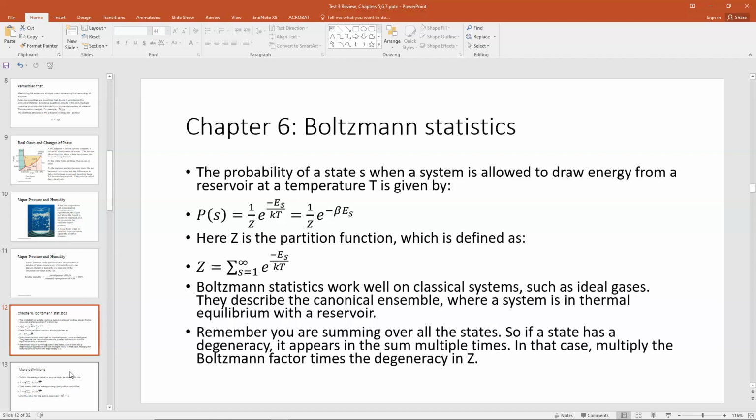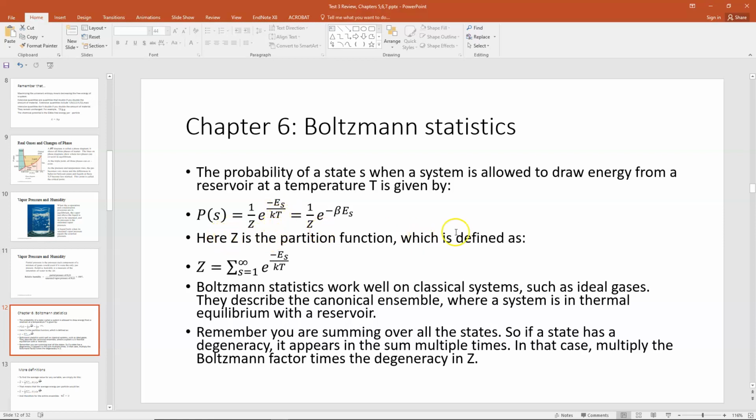The probability of that state will be 1 over Z times e to the minus E_s over kT. Now, let's discuss this. Remember, Z is the partition function. And then this e to the minus E_s over kT, that's called the Boltzmann factor. And sometimes 1 over kT is symbolized in your text with beta. So you could write it as 1 over Z times e to the minus beta E_s. Here, E_s is the energy of the state, k is Boltzmann's constant, T is the temperature in Kelvin.